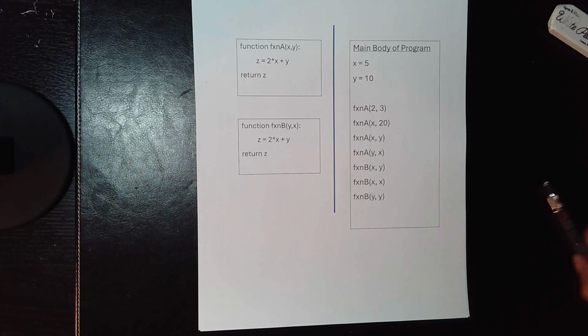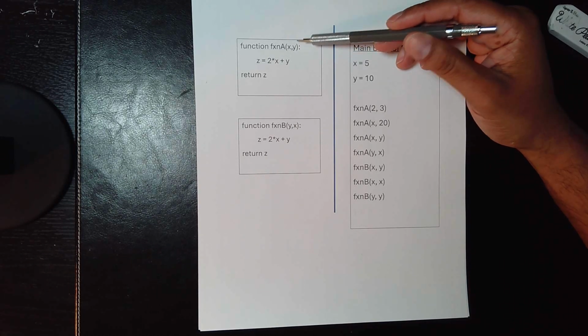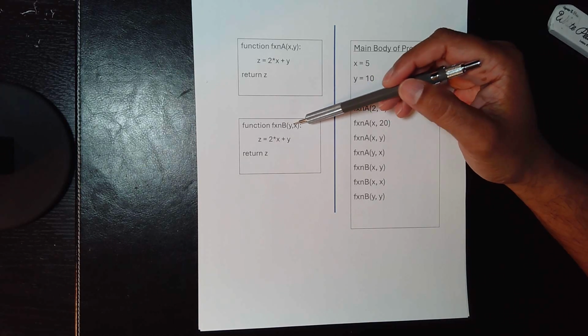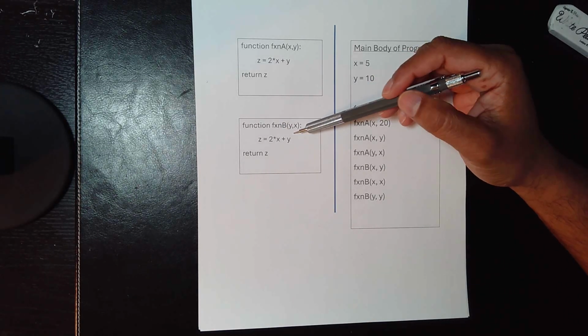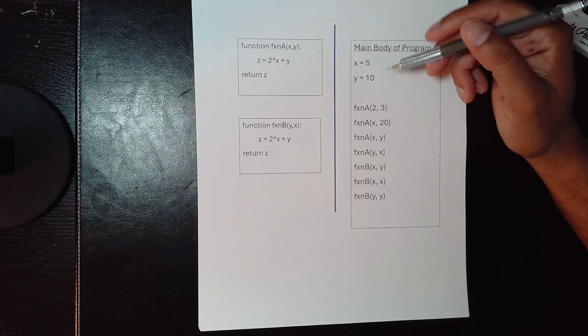So let's look at this example. Now we have two functions, function a with x, y parameters. It's a two-parameter example. Z is equal to 2x plus y. Again, function b, y comma x, z equals 2x plus y, right? So it looks a little more complicated now, right? So how do you handle two parameters?